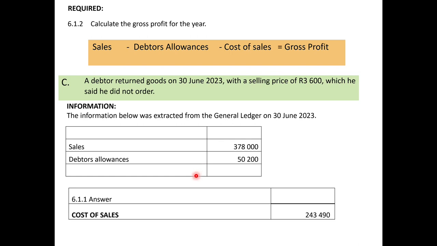We also have my cost of sales, which had been calculated in the previous answer. Take note that whenever you have to use information from a previous question, always make sure that you use your answer as is, even if you're not sure about it being correct. You have to follow the principle of still going forth with the question using information that you have been given.